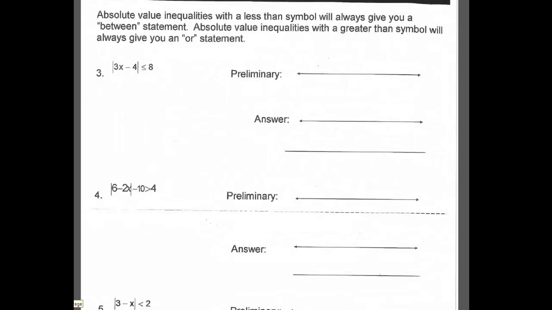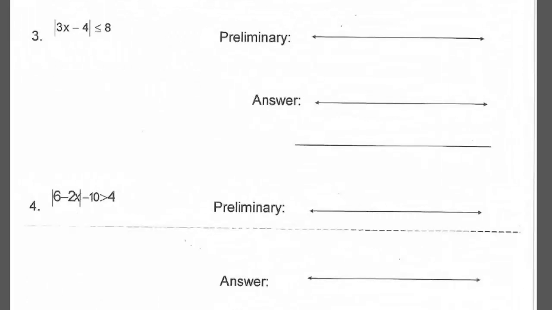There are also absolute value inequalities. Absolute value inequalities with a less than symbol will always give you a between statement. Absolute value inequalities with a greater than symbol will always give you an or statement. Before we begin, there's a few things we need to go over from Algebra 1.